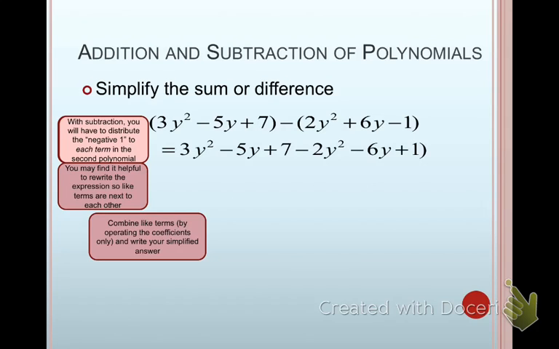Now when I distribute that, I'm going to get a negative 2y squared minus 6y plus 1. Okay, so negative 1 times 2y squared gives me a negative 2y squared. Negative 1 times 6y gives me a negative 6y. And negative 1 times negative 1 gives me a positive 1. Okay, at that point I can drop off the parentheses, and then it becomes just like the previous problem we did.